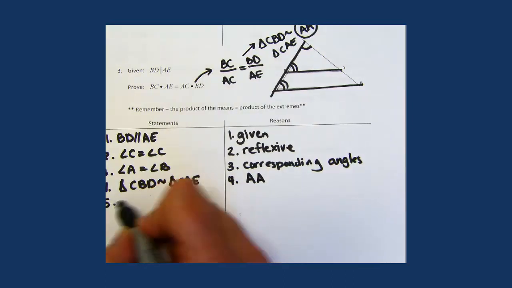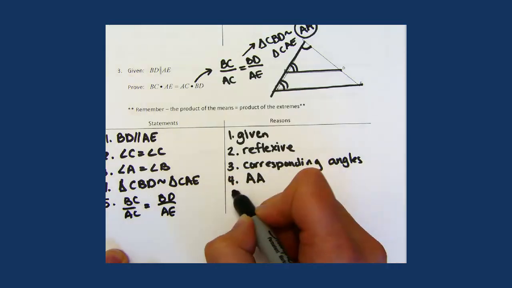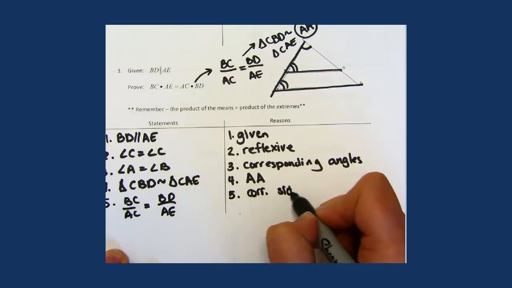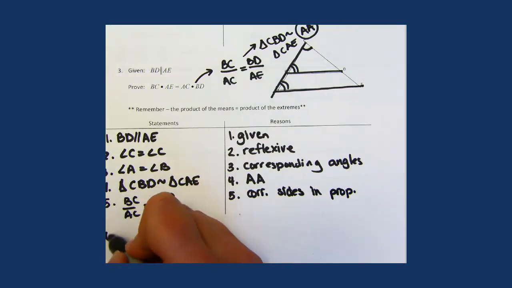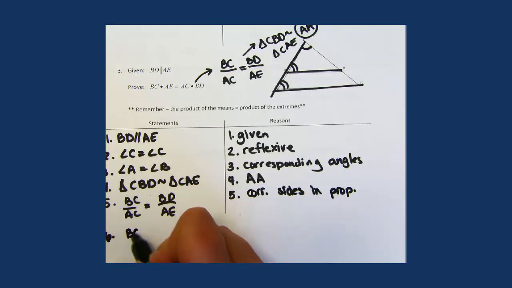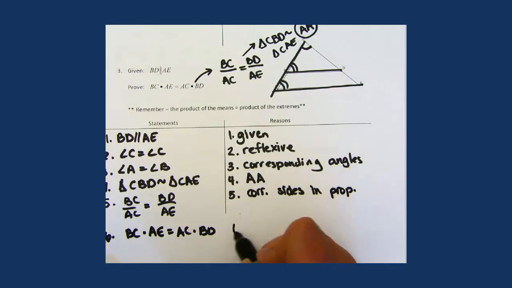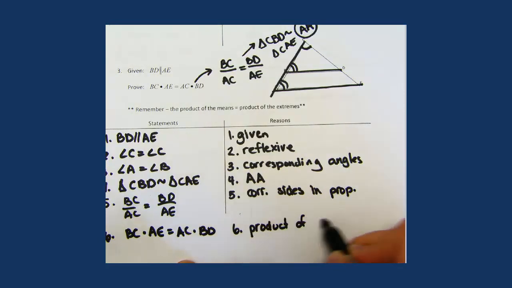Now, once you say that triangles are similar, you can say that sides are in proportion. So BC over AE equals BD over AE. And again, that's corresponding sides are in proportion. That came from what they wanted me to prove. So I looked at what they wanted me to prove and I set it up as a proportion. Then I can put what they want me to prove, BC times AE equals AC times BD, and I got that from just cross-multiplying the proportion up above. So we say that the product of the means is equal to the product of the extremes.